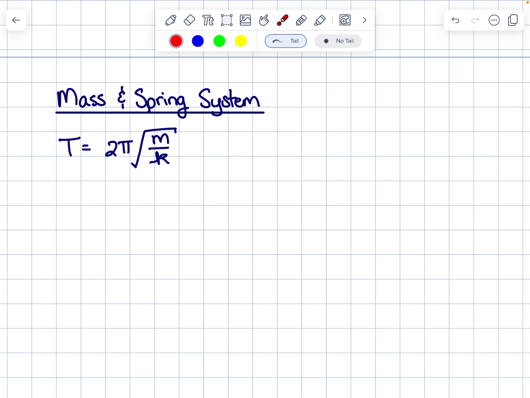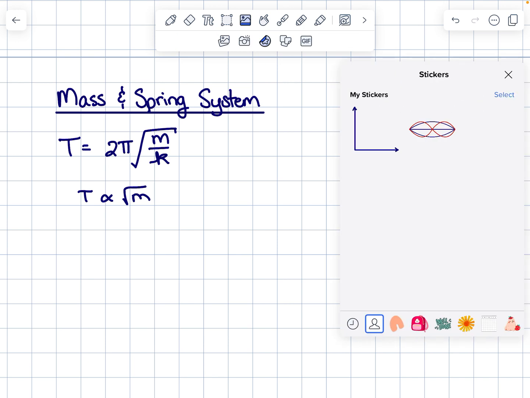So in this case, we would say that the period is proportional to the square root of the mass. That means that as the mass gets bigger, the period gets bigger. If the mass gets 4 times bigger, the period gets the square root of 4, or 2 times bigger. If the mass got 100 times bigger, the square root of 100 is 10. The period would get 10 times bigger. That's what that means. We can represent that on a graph.